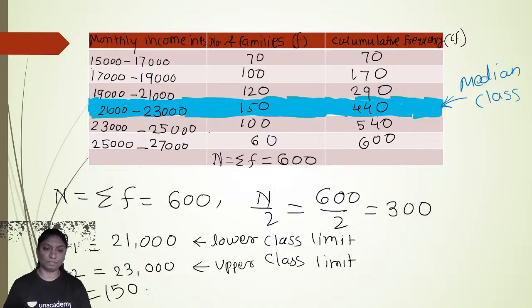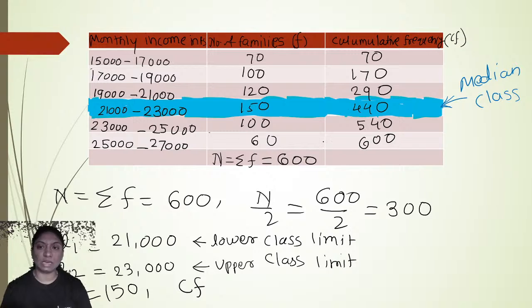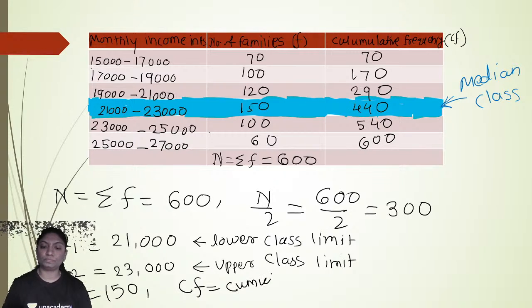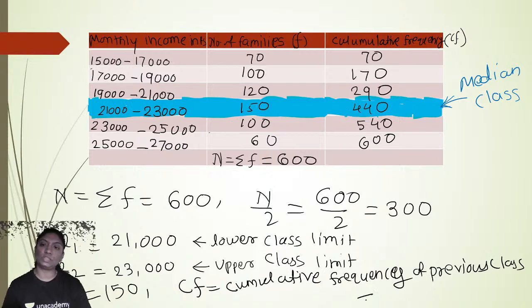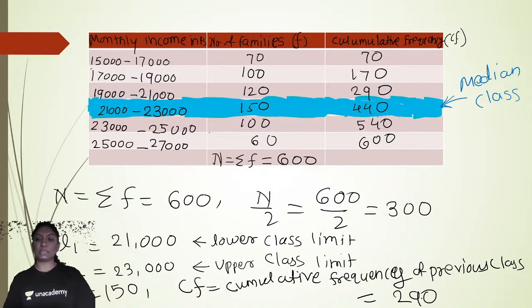Equal to 150. What will CF be? Cumulative frequency of the previous class, which is equal to 290. Okay. So here what is our cumulative frequency? 290. So CF is taken for the calculation as 290.